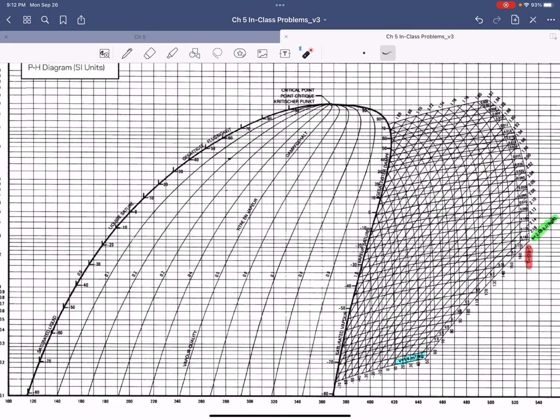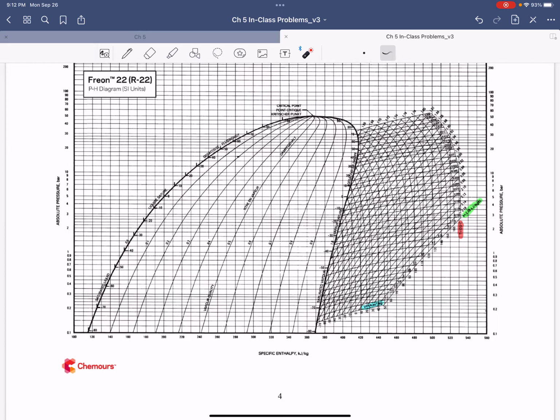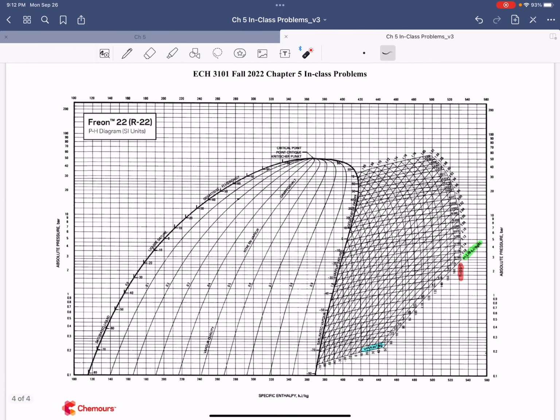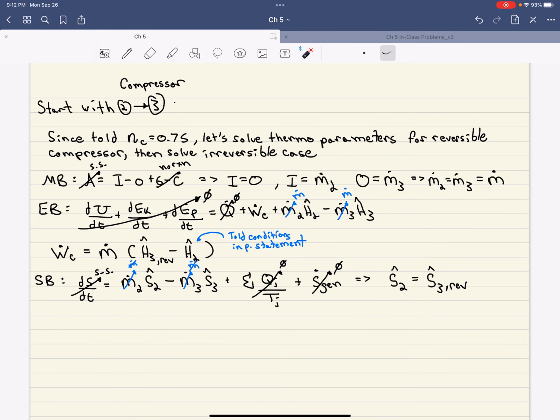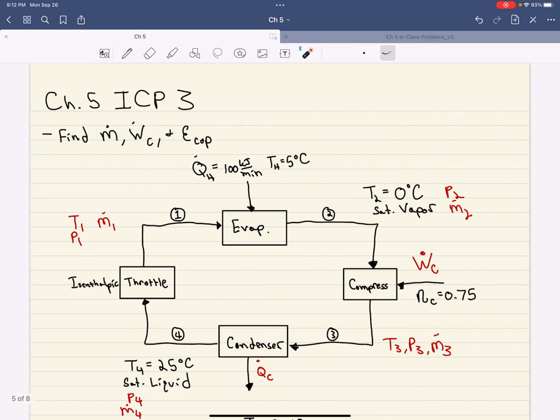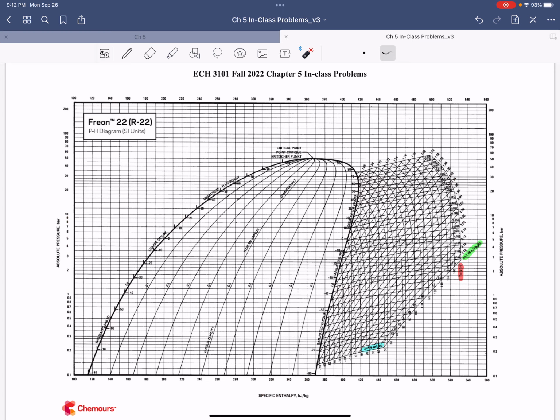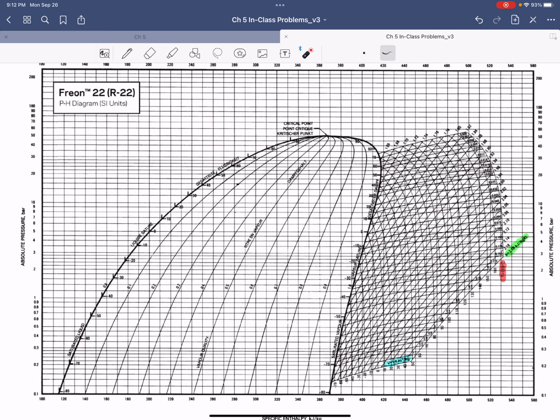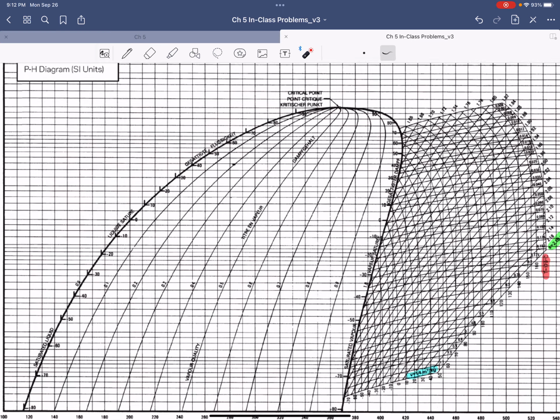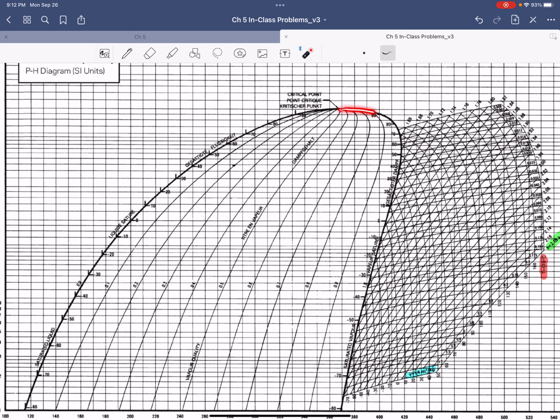All right, and so these plots are still kind of weird, so to make this more concrete, let's revisit our problem, and let's use the plot to find the entropy for stream 2. So for stream 2, we're told it's at a temperature of 0 degrees Celsius and that it's a saturated vapor. And so, since we're told it's a saturated vapor, that means we're going to want to look on the right-hand side of this plot. Okay, so this is where the saturated vapors live.